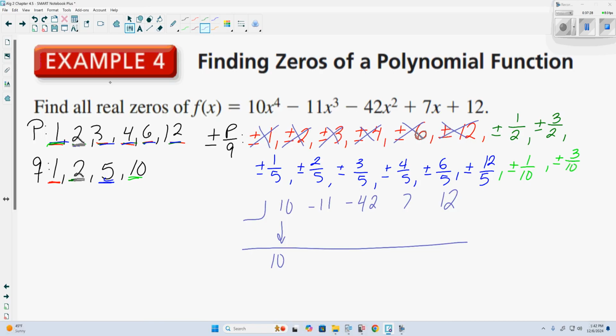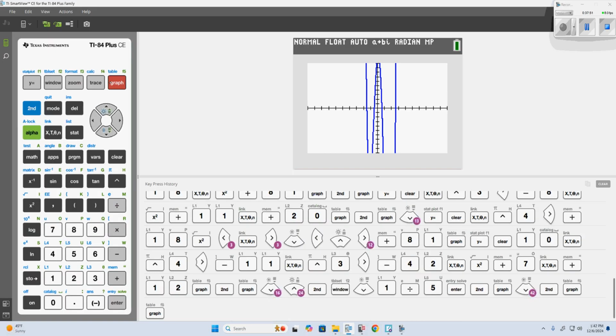1/2 is between 0 and 1, or 0 and -1. 3/2 is between 1 and 2. 1/5, 0 and 1. 2/5, 0 and 1. 3/5, 0 and 1. 4/5, 0 and 1. 6/5, 1 and 2. 12/5 is between 2 and 3. 1/10, 0 and 1, 3/10, 0 and 1. So 12/5 is between 2 and 3. So 12/5 might be a solution because that would line up there.